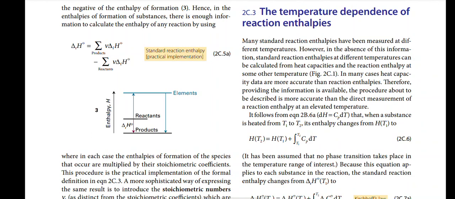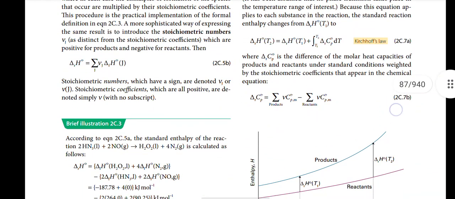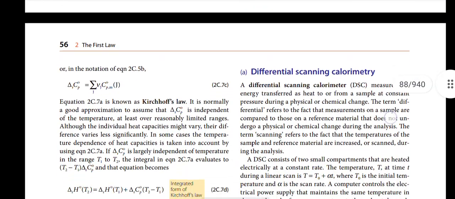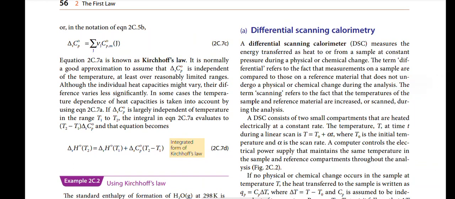The standard reaction enthalpy changes from delta H naught R at T1 to delta H naught R at T2, which is equal to delta H naught R at T1 plus the integral from T1 to T2 of delta R Cp naught dT, where delta R Cp naught is the difference of the molar heat capacities of products and reactants under standard conditions, weighted by the stoichiometric coefficients that appear in the chemical equation, or in the notation of equation 2C.5b. Equation 2C.7a is known as Kirchhoff's law.